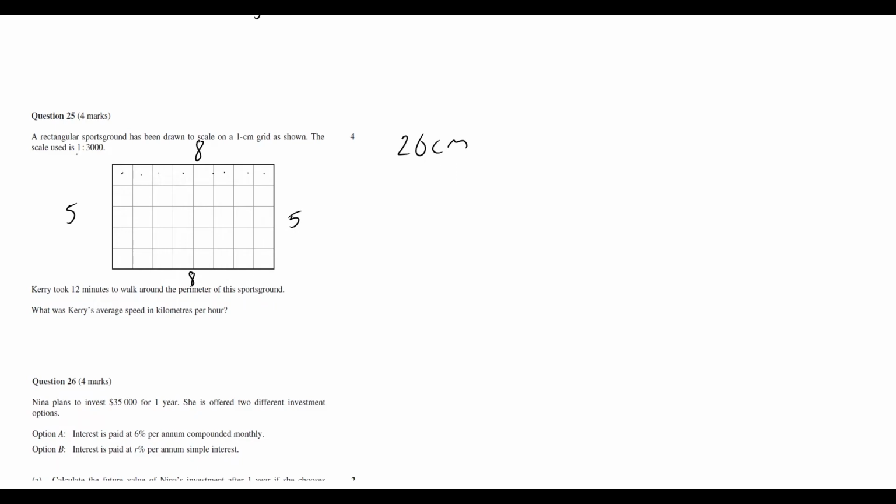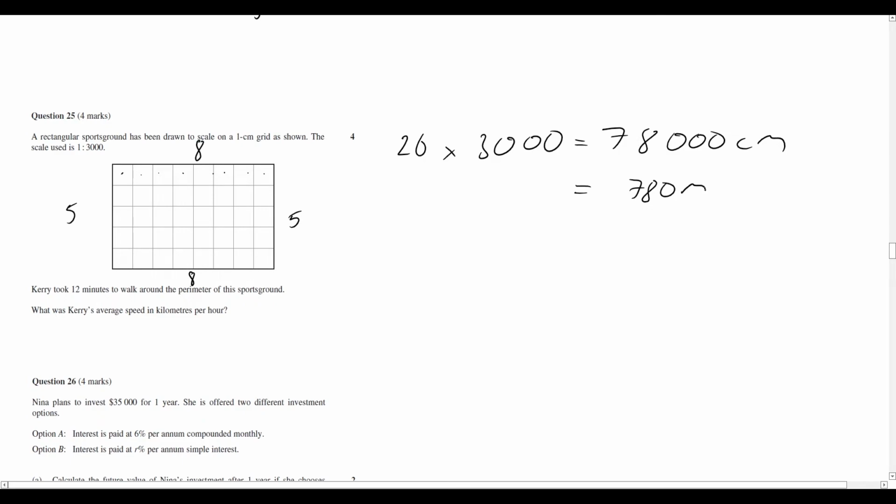And what we need to do is now consider that it's in a ratio of 1 to 3,000. So what we can do is simply times 26 by 3,000, and let's see what answer we will get. So 26 times by 3,000, we'll get 78,000 centimeters. But clearly, writing it in centimeters isn't going to be very helpful when we want to find it in kilometers per hour. So first of all, how many centimeters are in a meter? There's 100. So what we'll do is just divide by 100, and then we can write this as 780 meters.